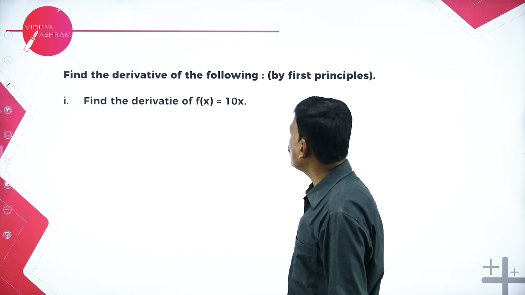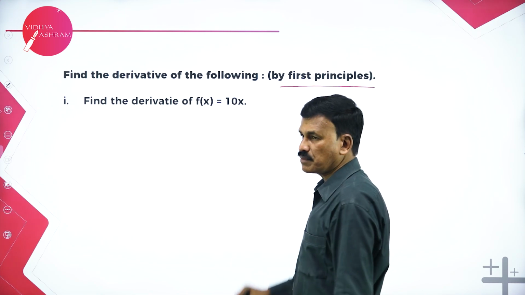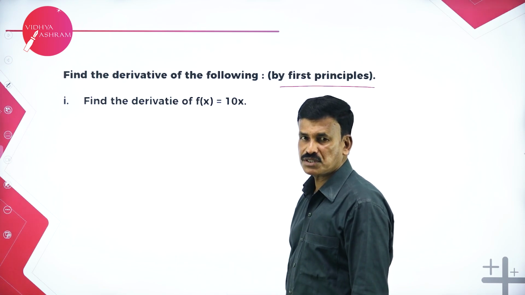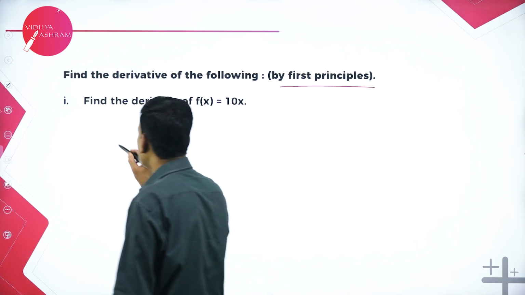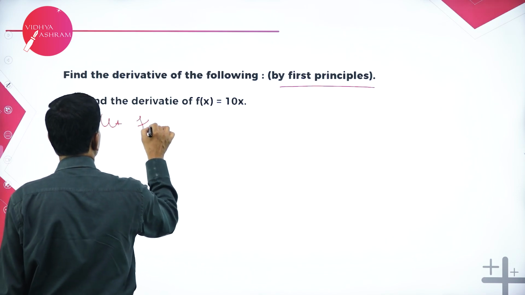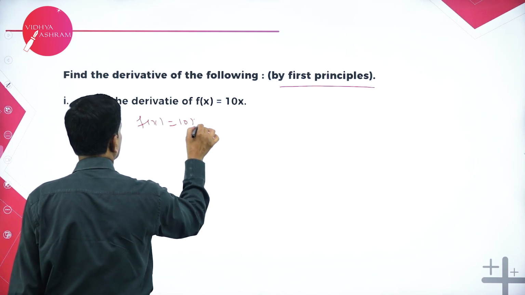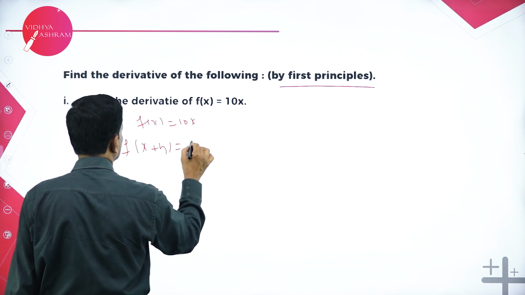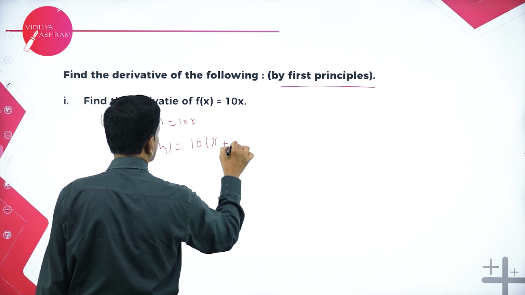Find the derivative of the following by first principles or by definition. Differentiate f of x is equal to 10x with respect to x using first principles. Now, what is given? f of x is equal to 10x. Now f of x plus h is equal to 10 times x plus h.